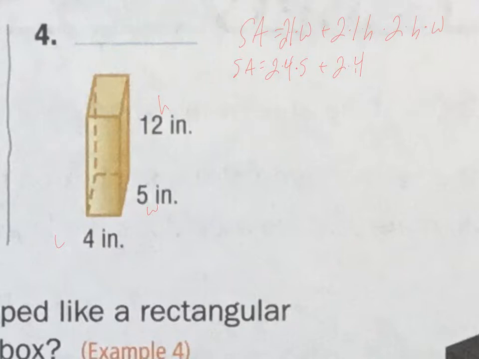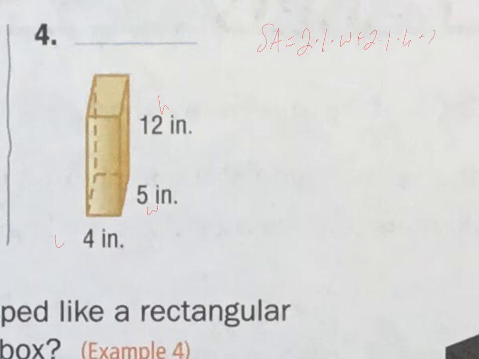Oops, made a little mistake there. Oh no. Okay, let's start over. Sorry. SA equals 2 times length times width plus 2 times length times height plus 2 times width times height.